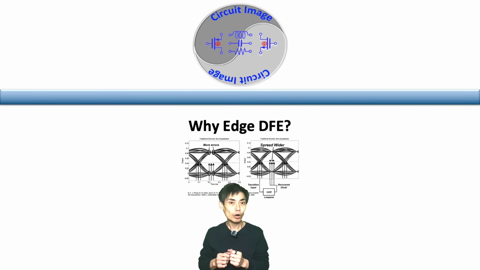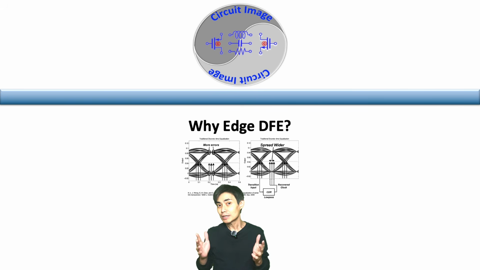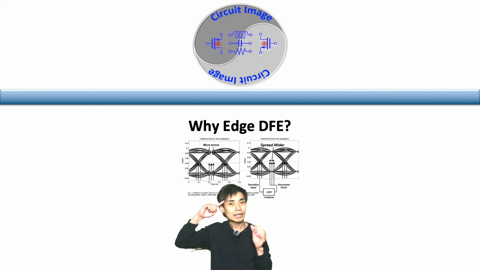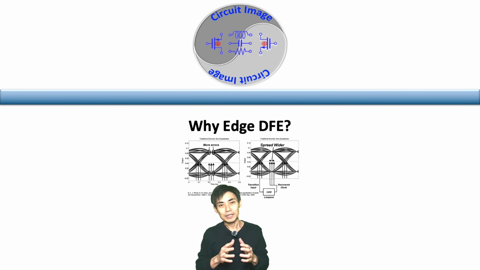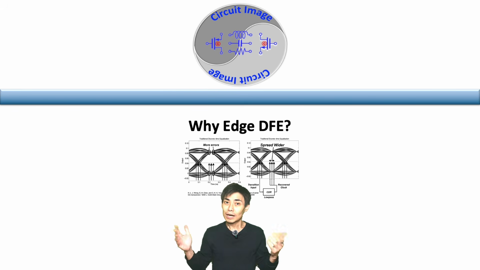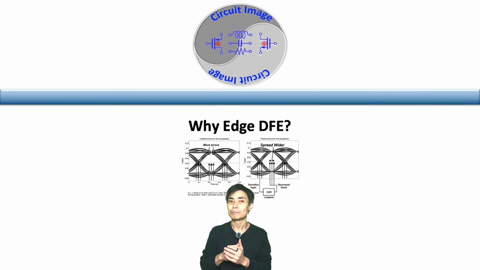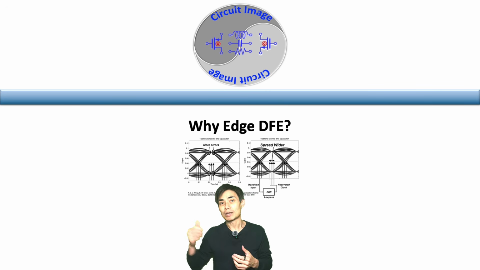Today, I want to talk about one problem that's easy to miss. When we say DFE, most people think about data DFE. Data DFE is used to open the data eye at the center of the UI. But in a CDR-based receiver, the data sampler is not the only important sampler. We also have the edge sampler.